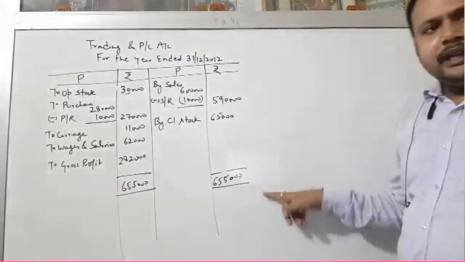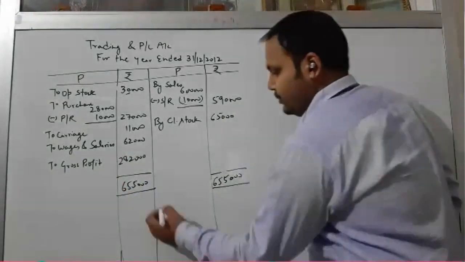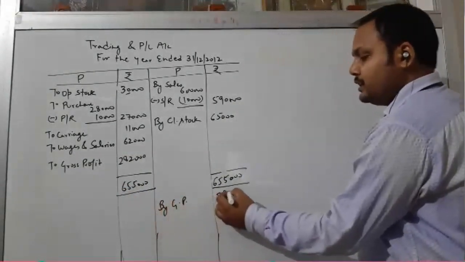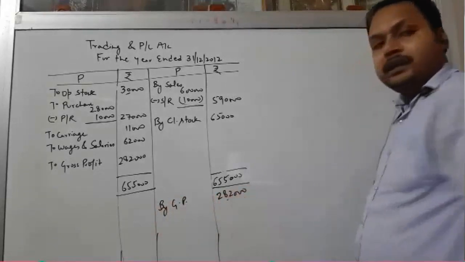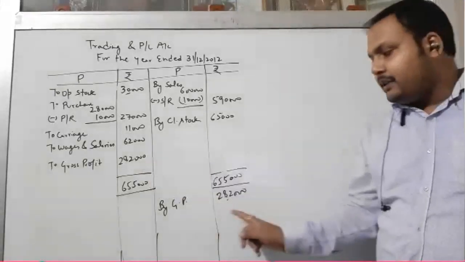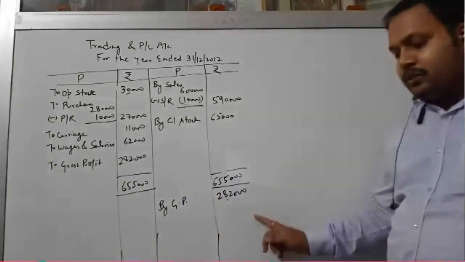ये trading account है. And जैसे ही हमें gross profit पता चल जाती है, we will move to the preparation of the profit and loss account. Gross profit is 2,82,000. It will be transferred to the credit side of the net profit and loss account, 2,82,000.